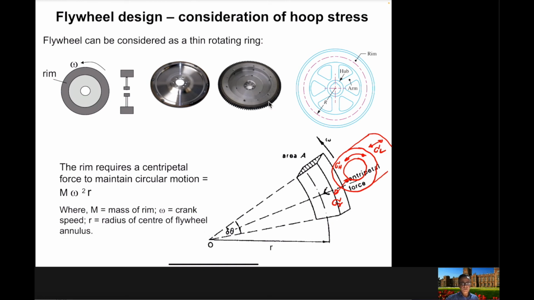Because we will consider that this rim of the flywheel is not very thick, we will consider a thin ring, and therefore this r is the mean radius here. So omega square r and then m.